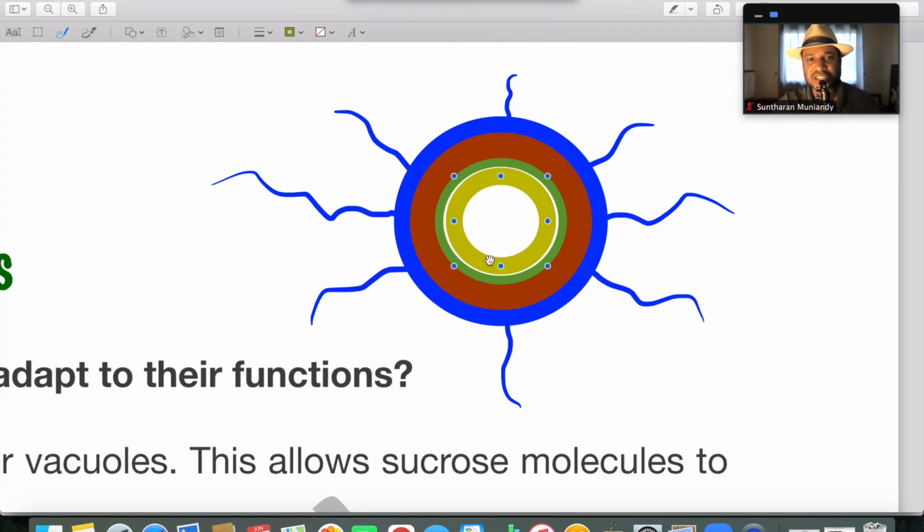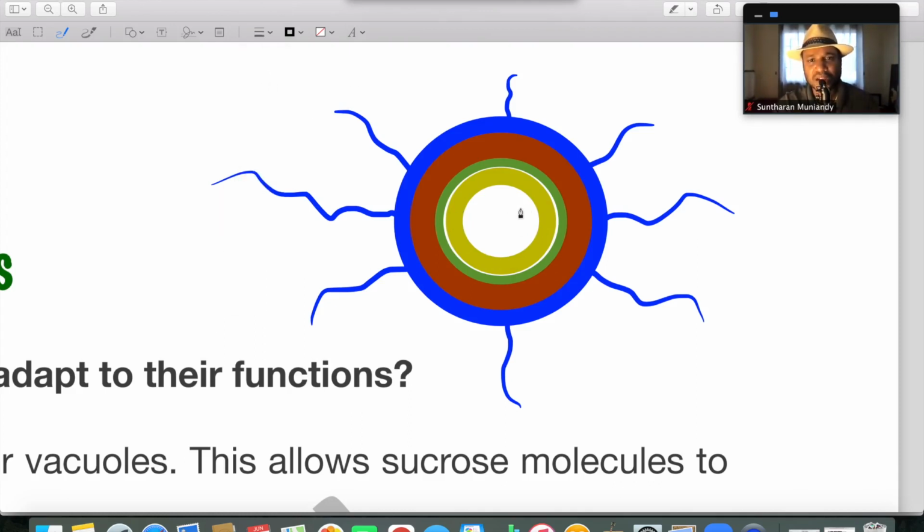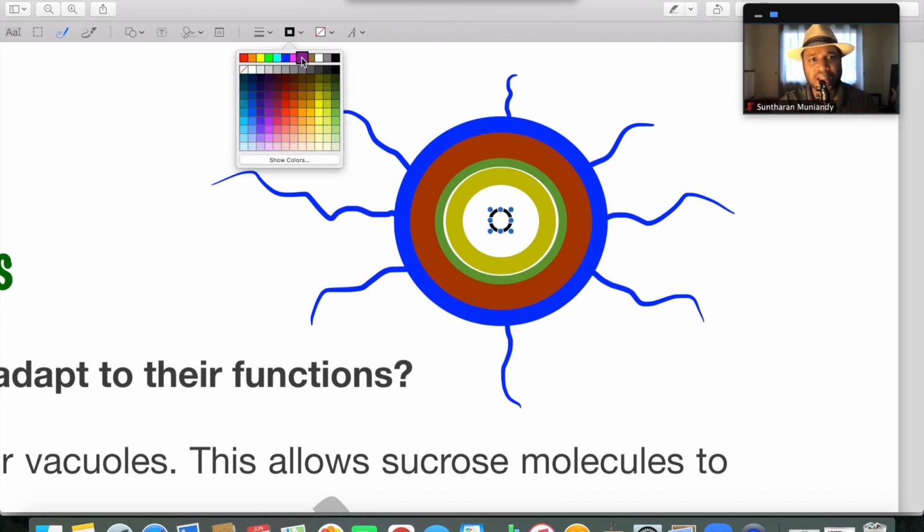After the pericycle we have the vascular bundles, which include the xylem. I'm going to give the black color to the xylem. The xylem is in the middle. That's the xylem vessel. The middle one is the xylem vessel, and around that we have the phloem.